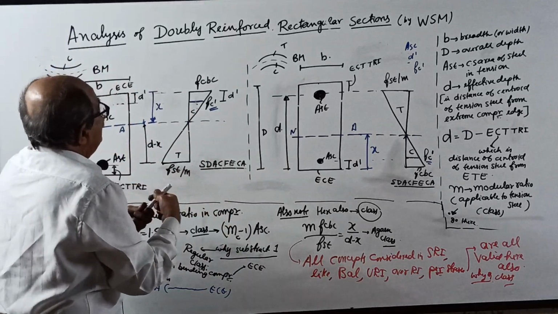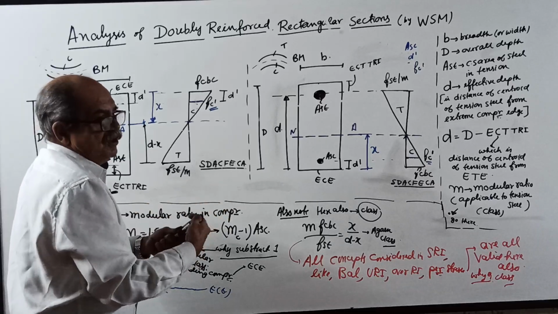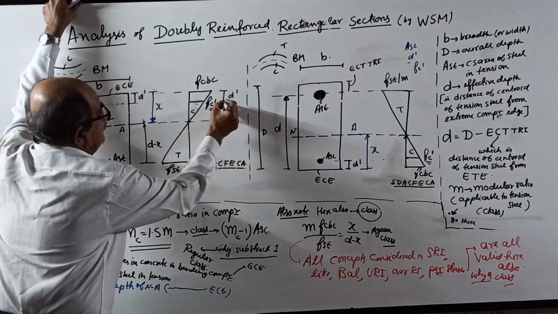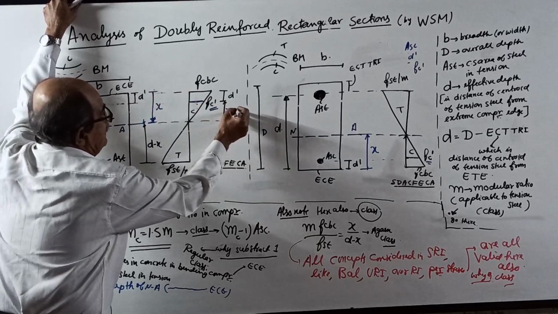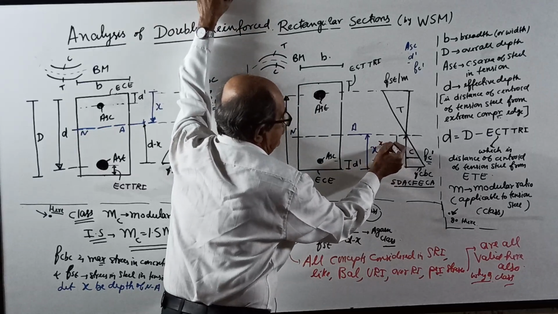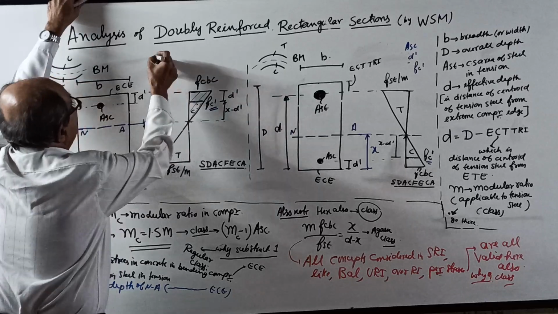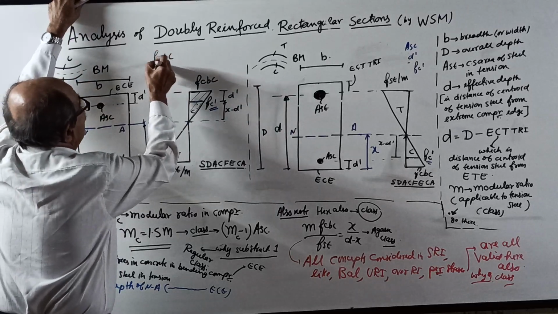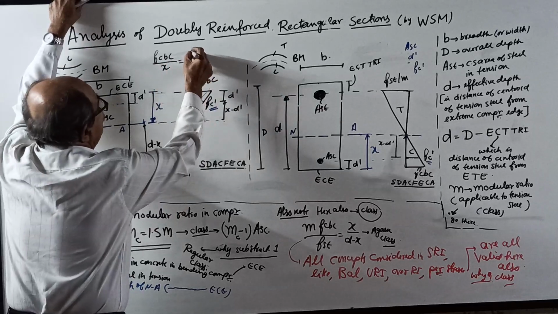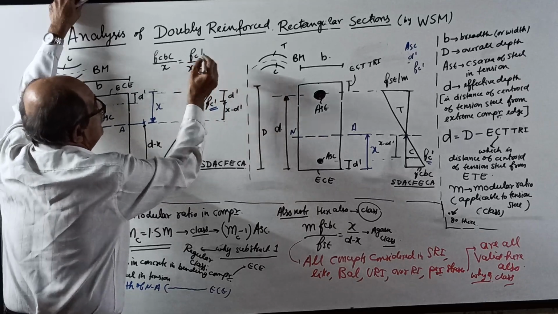See, I write here only now. If you see the similar triangle here, it's not complete. Right. This is X. If that is X, this will become what? X minus D dash. Same here also. This will become X minus D dash. So, here, use similar triangles. You get FCBC divided by X equal to FC dash divided by X minus D dash.